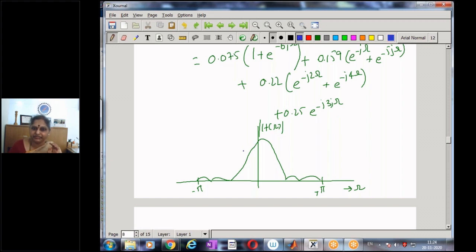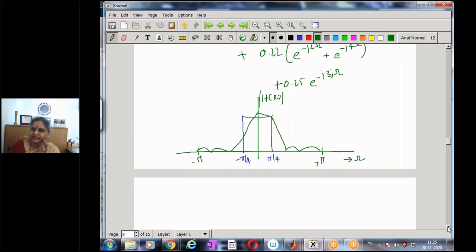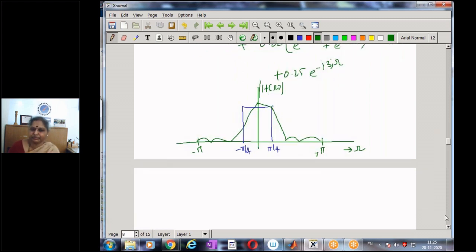But what is it we wanted? We actually wanted a filter with a sharp cutoff that has a cutoff frequency of minus pi by 4 to plus pi by 4. This is what we wanted, and this is what we have got. Of course, let me draw it a little better. It has to be symmetric, even symmetry. So this is the response that we have got. Definitely we will all agree that the designed filter is a very poor representation of our required specifications.